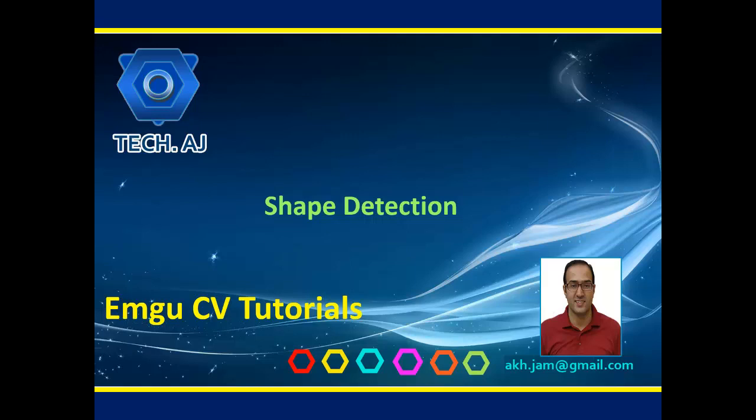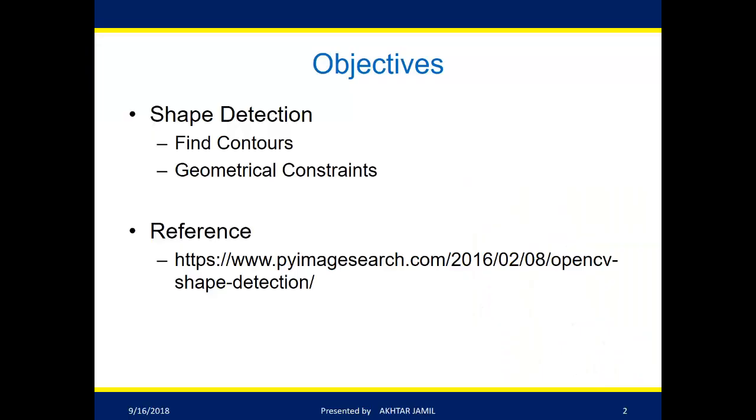Today I'm going to show you how we can perform shape detection using the Emgu CV library. The objective is using the find contours method in Emgu CV. We will find the contours and then apply some geometrical constraints on these contours to obtain different types of shapes. So let's get started.